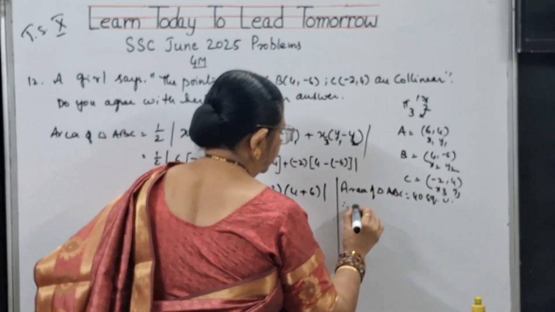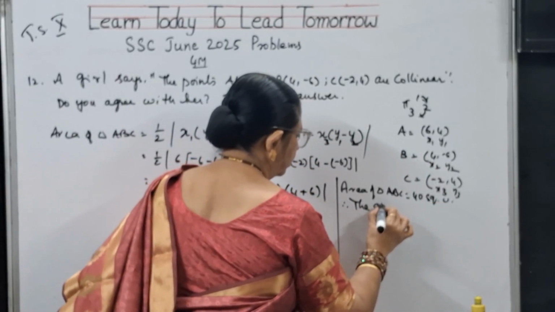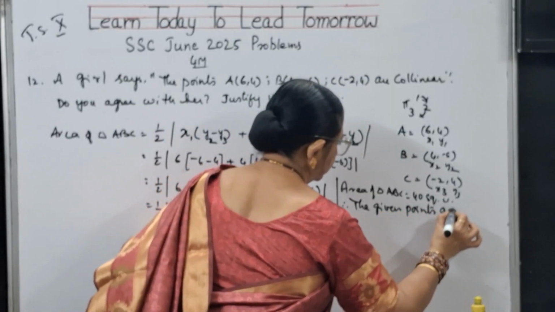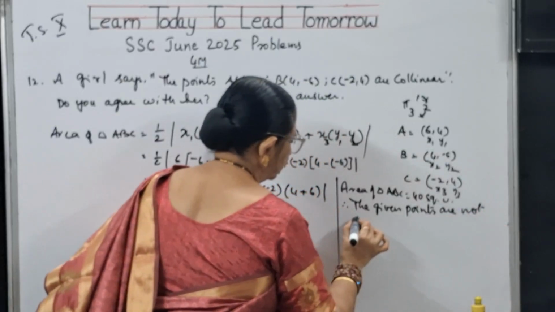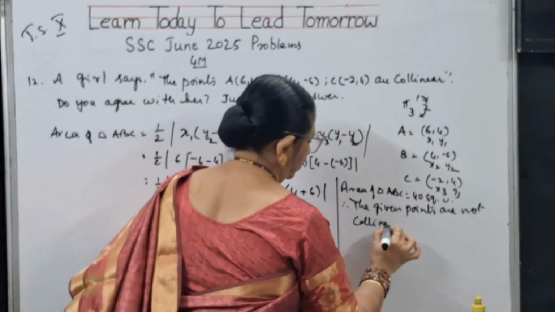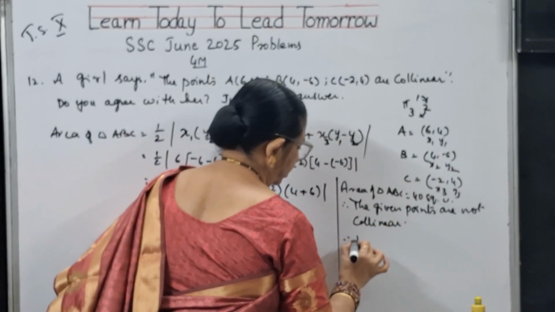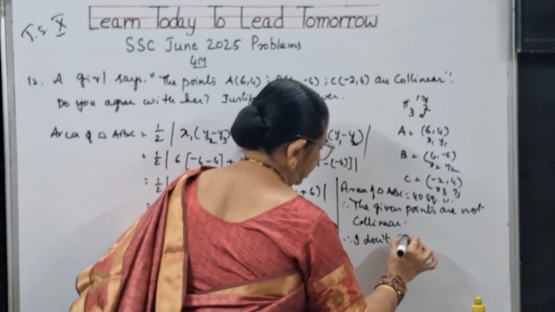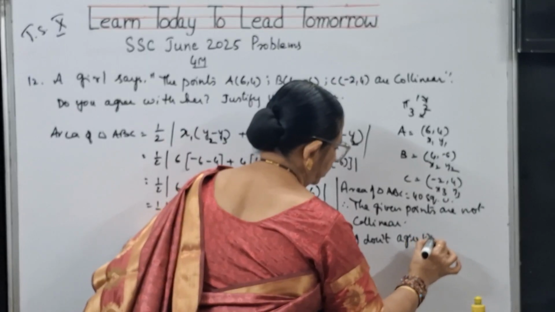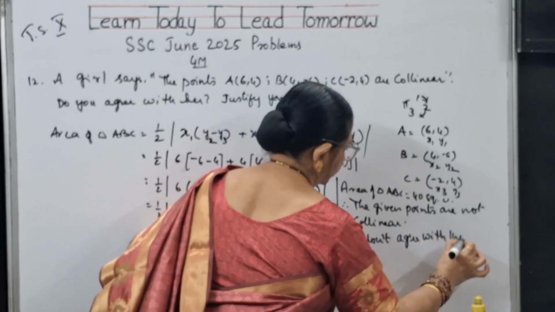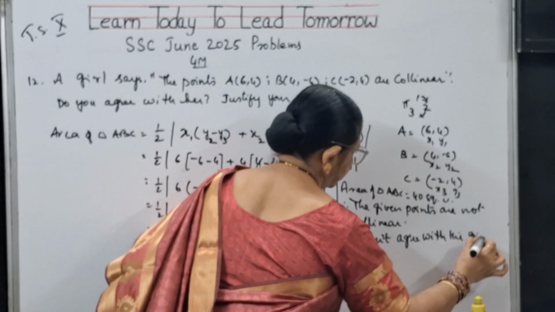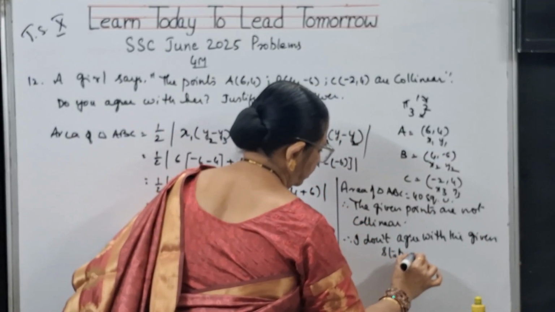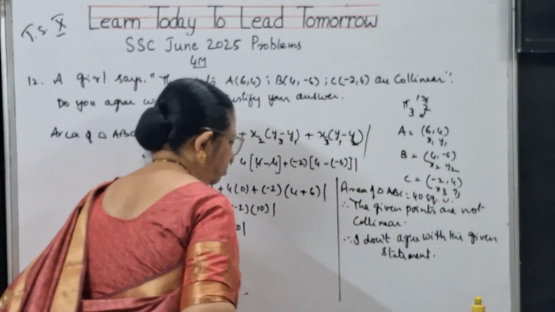That means what? The given points are not collinear. Therefore, I don't agree with the given statement. So this is the solution for this problem, children.